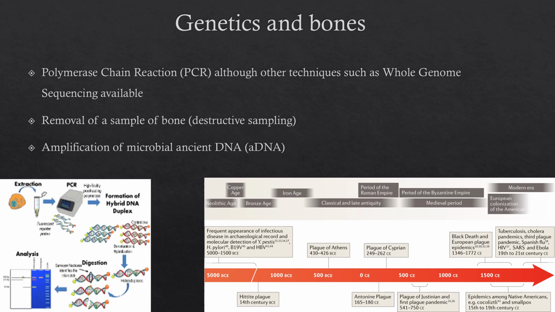The process of studying ancient DNA, or aDNA as it's known, is usually used through a process called polymerase chain reaction, or PCR, although you can use other techniques which take this principle, such as whole genome sequencing. Essentially, you just remove a sample of human bone, which is a destructive sampling technique, turn this into a solution, which you can then put through the PCR process, where you can amplify for particular DNA strands, some of which might turn out to have been ancient disease.